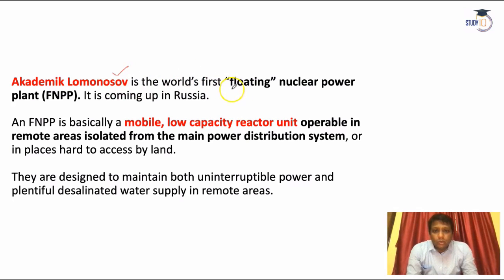Academic Lomonosov is the world's first floating nuclear power plant, FNPP, which is in Russia. FNPP, as I told you, floating nuclear power plant, is basically a mobile nuclear power plant with a low capacity reactor unit. They do not have much power generation, but still we can use it, okay, and develop. Operable in remote areas, isolated from the main power distribution system.